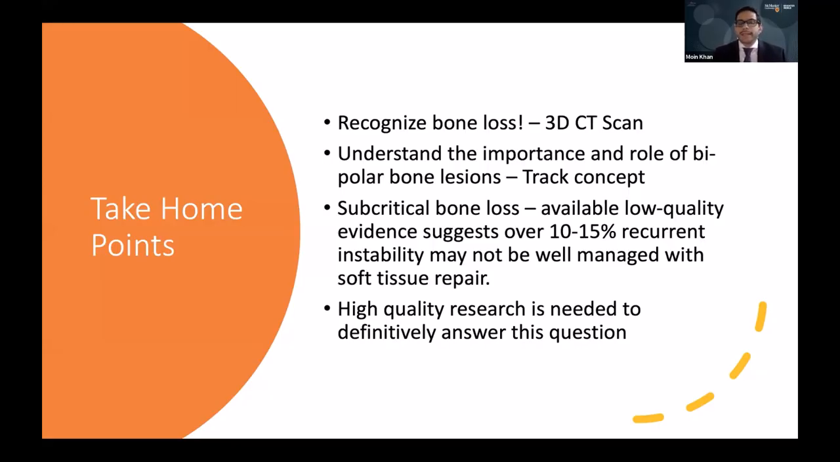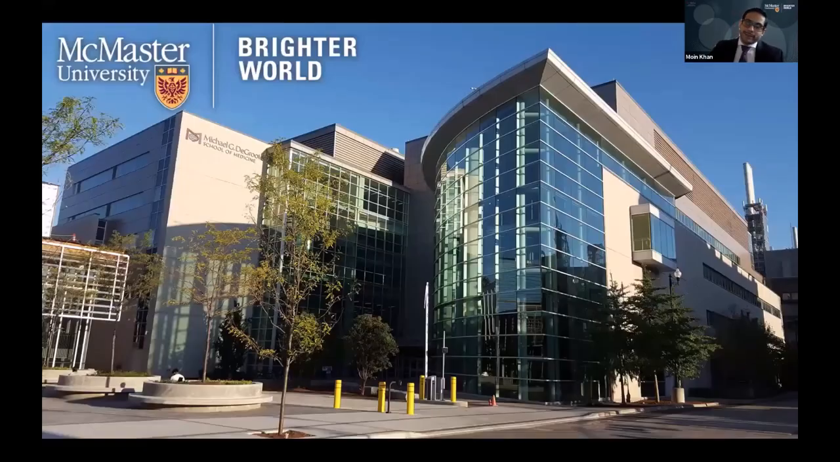Subcritical bone loss, it is prevalent and underestimated. Available low quality evidence currently suggests that if you're looking at over 10 to 15%, recurrent instability may not be well managed with a soft tissue repair, and you may be looking at performing something more, and either adding a remplissage procedure or a lateral J procedure. And really, we need some high quality research to definitively answer the question of the best treatment option in subcritical bone loss. Thank you very much for your time.